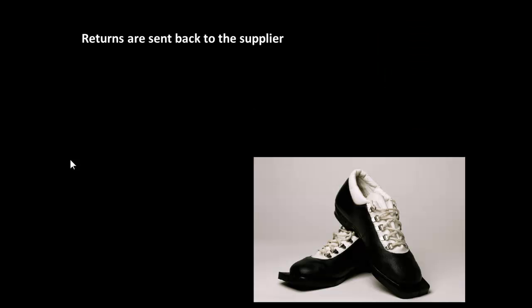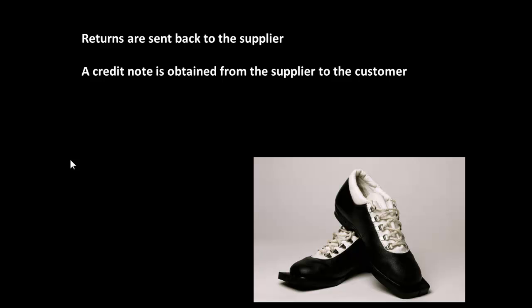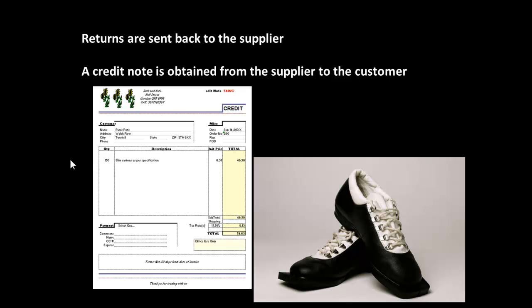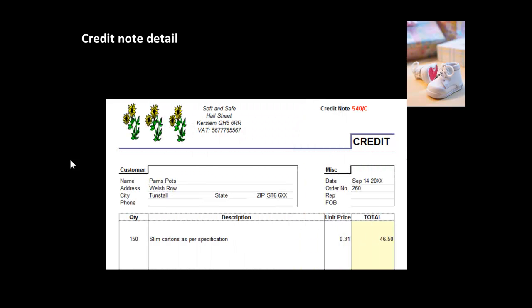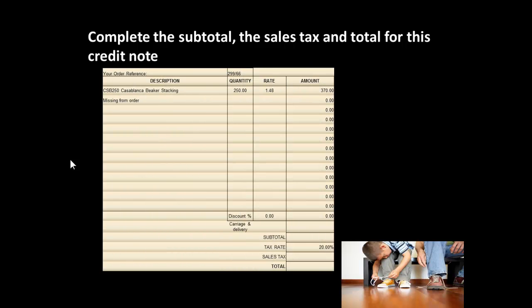But of course it may not always go that way, and sometimes returns are sent back to the supplier, in which case a credit note is obtained from the supplier to the customer. So there's a typical example of a credit note, not for the particular transaction we've just been discussing, but anyway, this is an example of a credit note, and the detail on it, it will indicate that it's a credit note. It will have a reference on it. This one is 540C. It will have a date on it, the order to which it refers, or the invoice sometimes to which it refers as well, and it indicates the quantity and the description, unit price, total, etc.